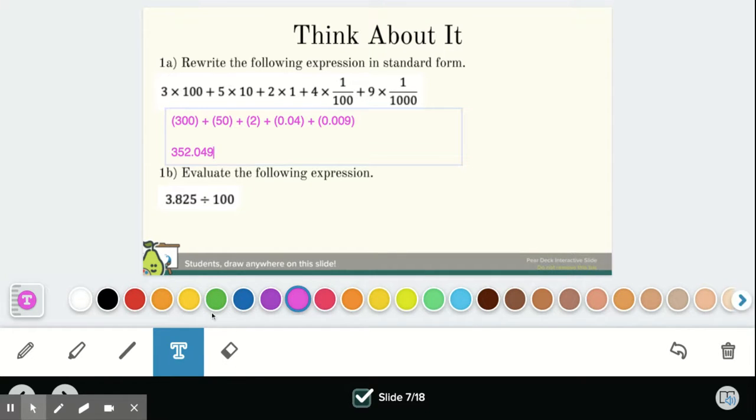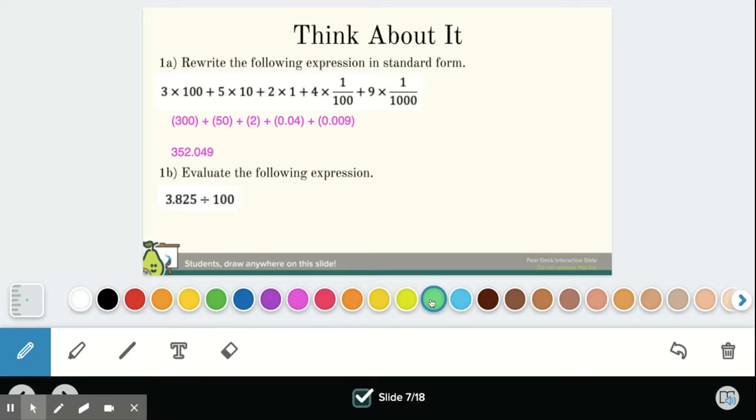Okay, let's go to 1b. Evaluate the following expression, and I'll write this number right over here. We got 3 and 825 thousandths. And we're going to divide by 100, which is 2 powers of 10, since 10 times 10 is 100.